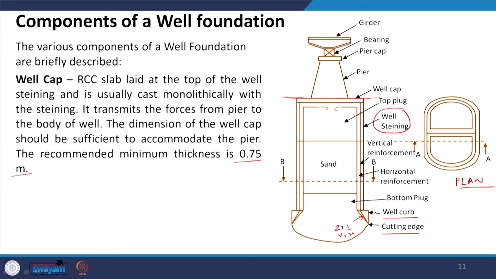So, you could see the well curb is coming out, there is some projection on both sides of the well curb. So, the well curb has higher thickness compared to your well steining, and it is highly reinforced because this is the well curb which will go first down, and on top of that the well steining transfers its loads to the well curb, and finally the well curb will transfer its loads to the soil.